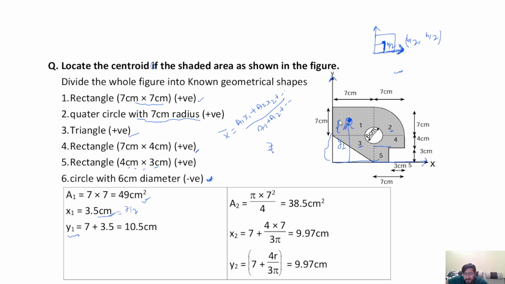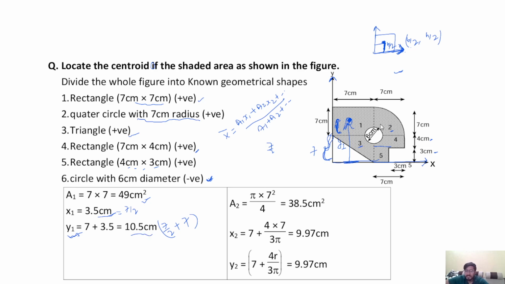This is the distance of the centroid of the rectangle, 7 by 2, and y1 means the centroidal distance from the reference x-axis, which is equal to this distance plus this distance. That's why 7 by 2 plus 7 is the bottom distance. This is also 7, that means 4 plus 3 is equal to 7. So the centroidal distance of this rectangle, y1, is equal to 10.5.